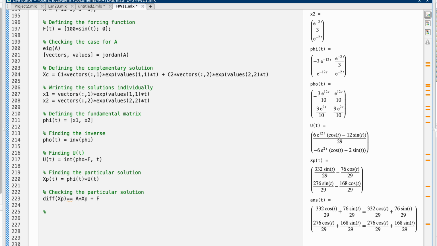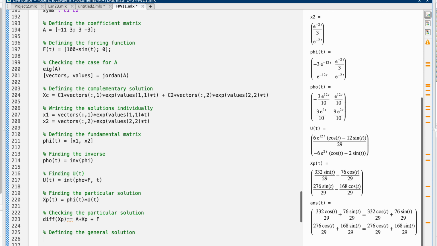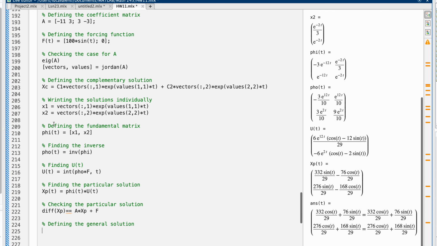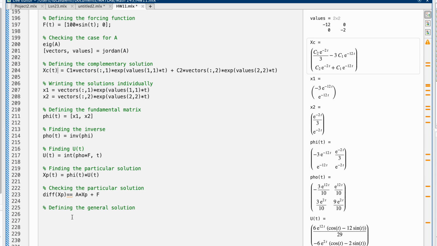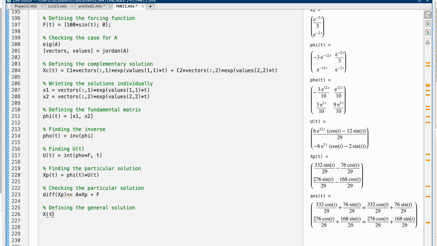Okay, now we can define the general solution. And if I define the general solution, what is it going to be? Well, it's going to be the complementary plus the particular. We have the complementary over here and the particular over here. We could add a t if we wanted to here. So now the general solution is going to be x complementary of t plus x particular of t.